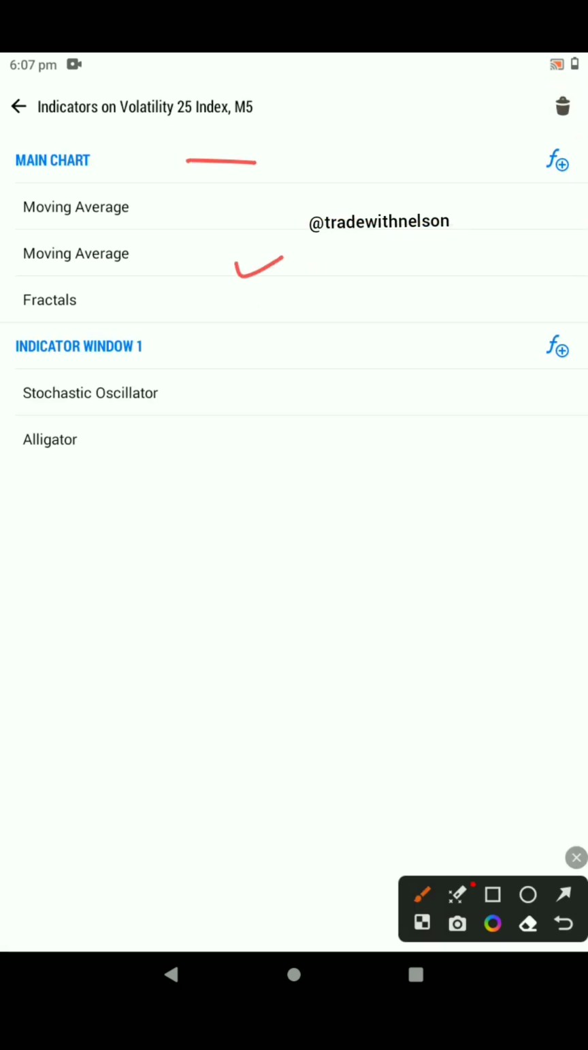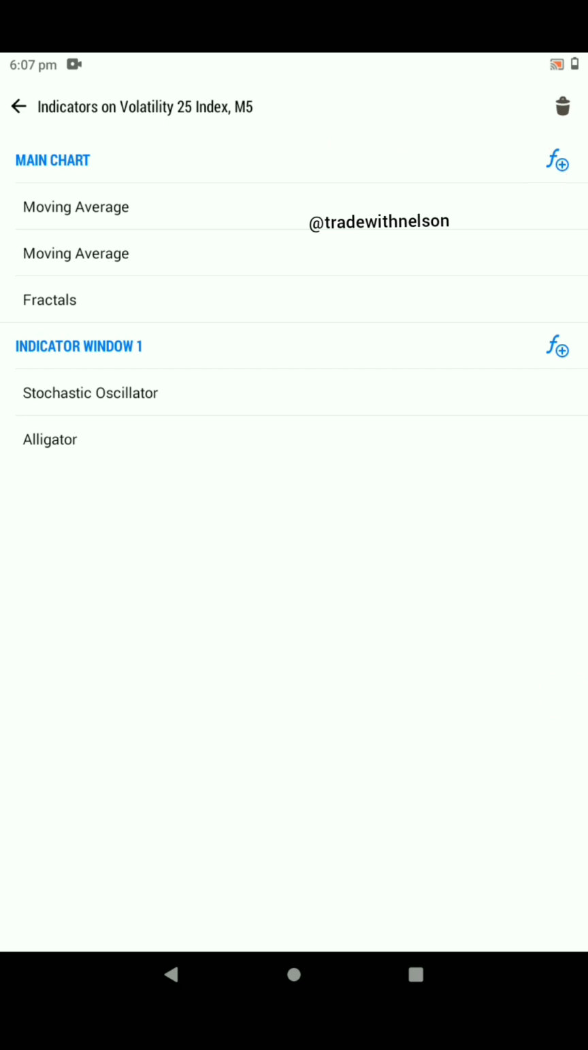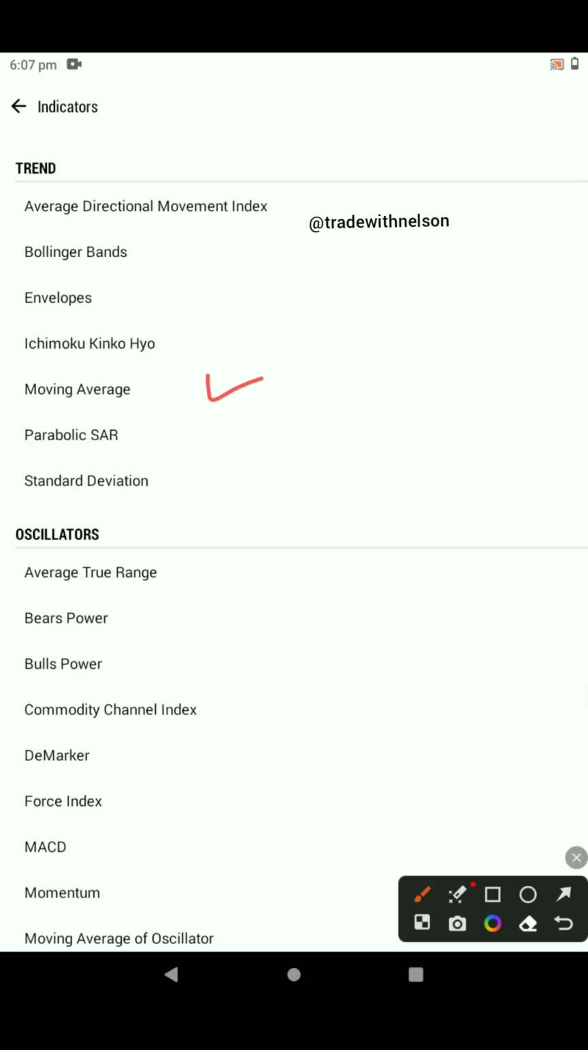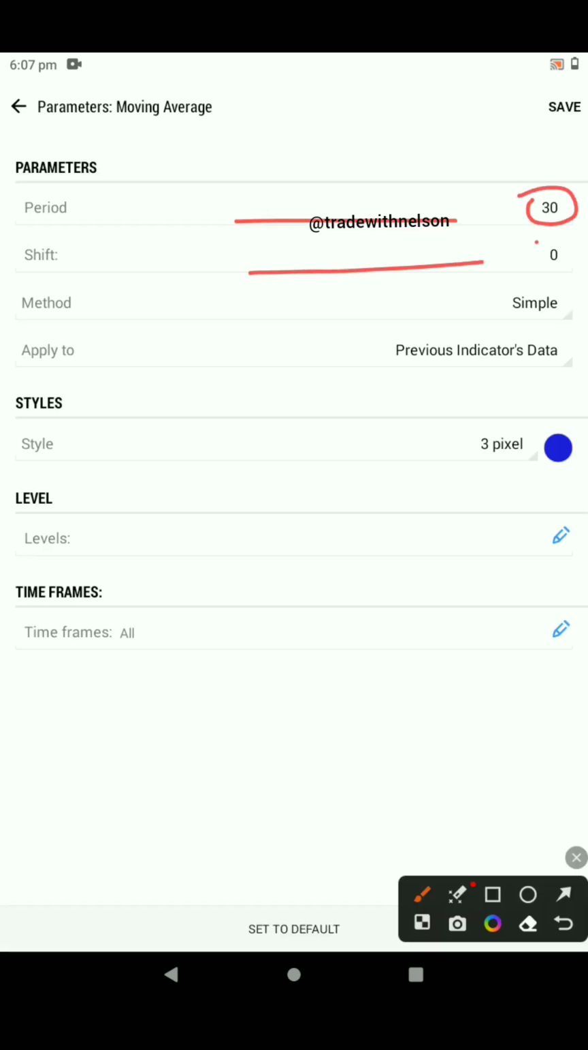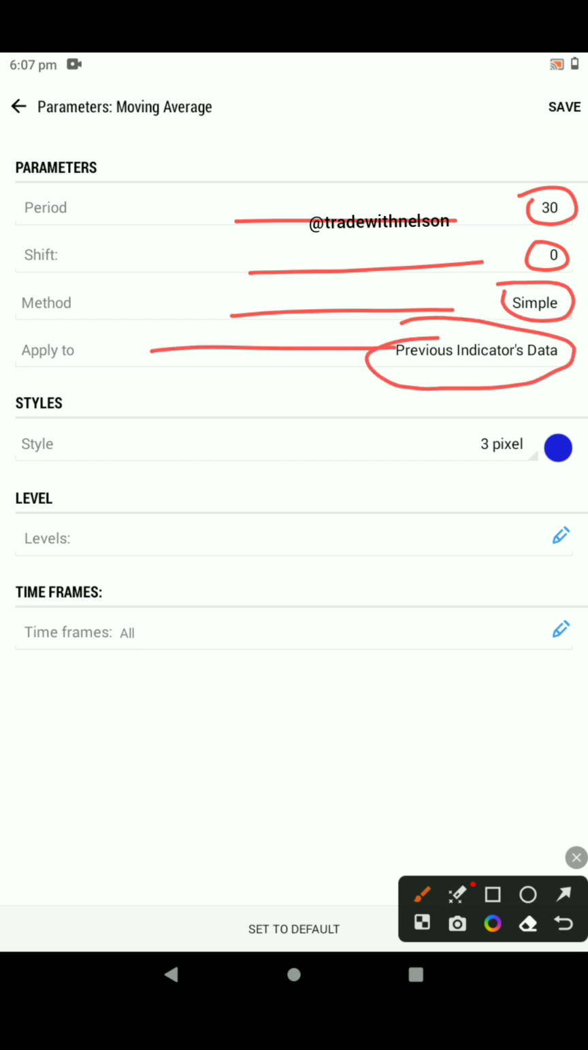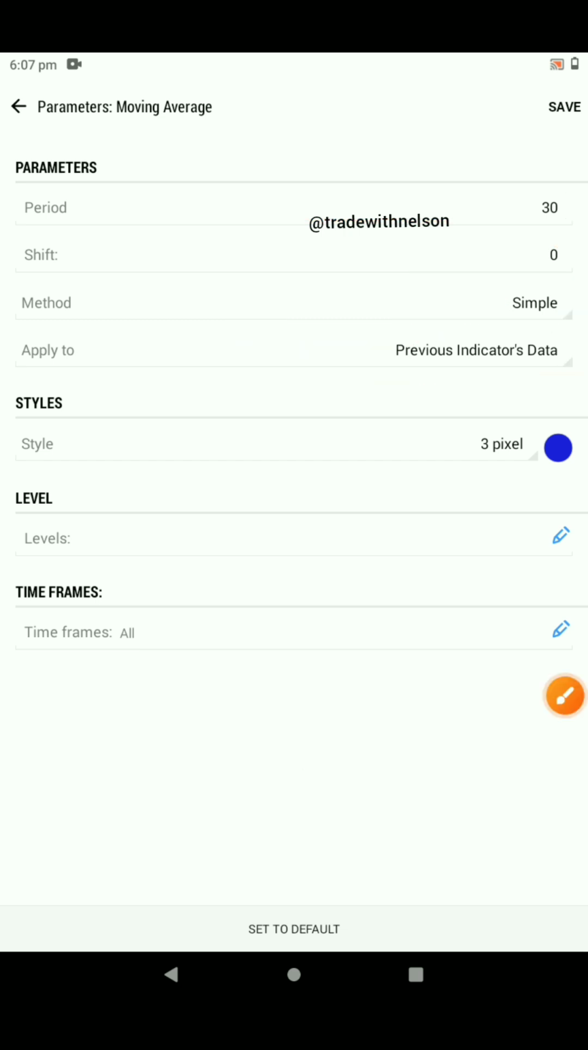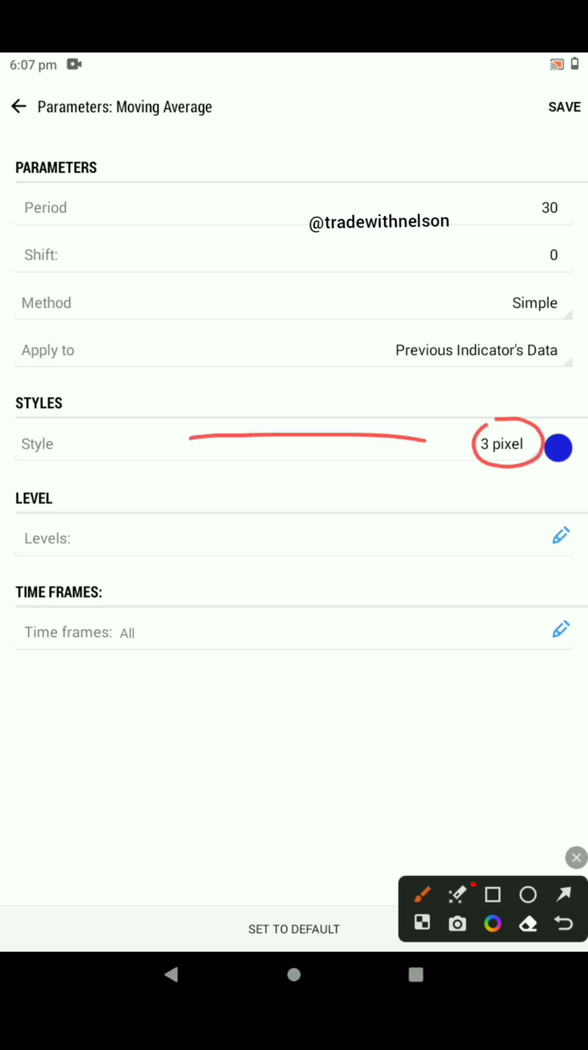For the second moving average, click on the F icon on the main chart, moving average. Make your period 30, shift 0, method simple, apply to previous indicator data so that it can follow the previous moving average. Style, make it 3 pixel and select color of your choice. Here I'm using blue. After that, click on save.